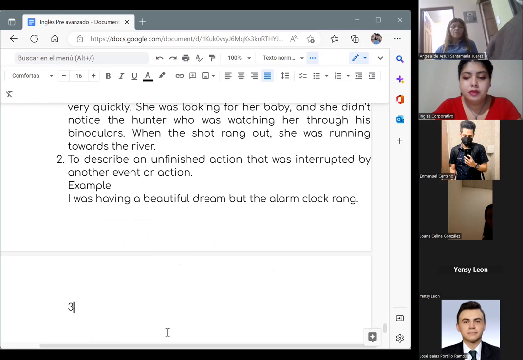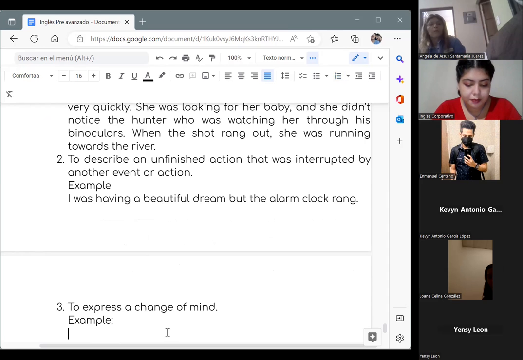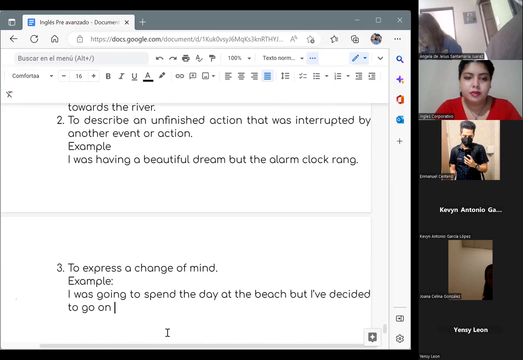Then number three, to express a change of mind. And we have an example. This one said, I was going to spend the day at the beach, but I've decided to go on an excursion instead.